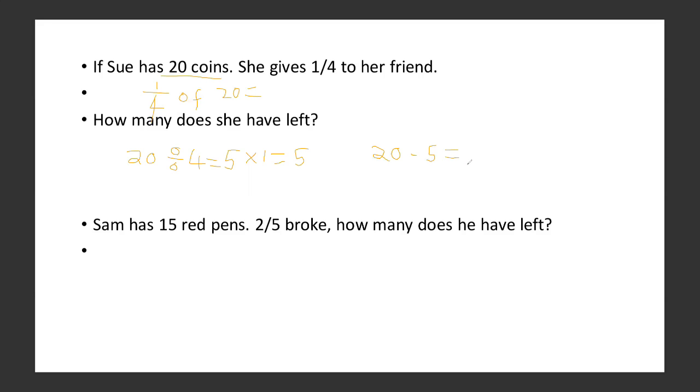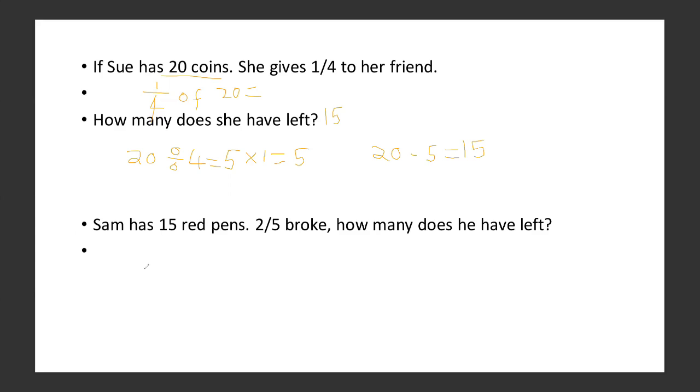If you get your 5 fingers, we're going to count backwards: 19, 18, 17, 16, 15. So you should have 15. Your answer would be 15. Okay, all right, so if you got that right, give yourself a tap on the shoulder.